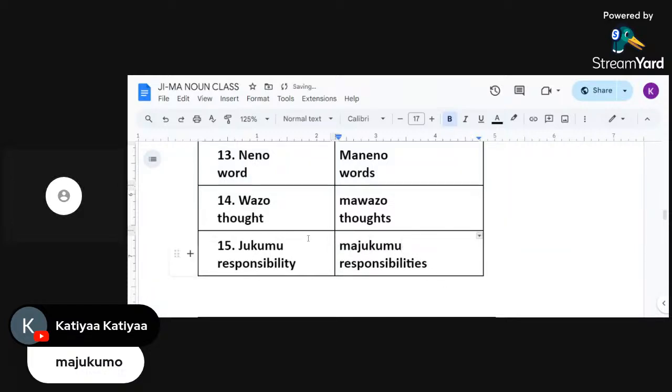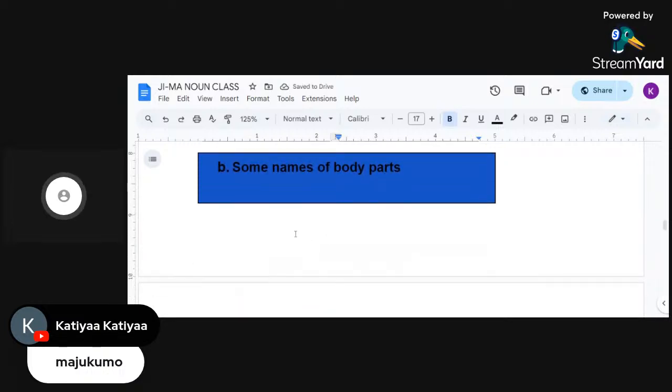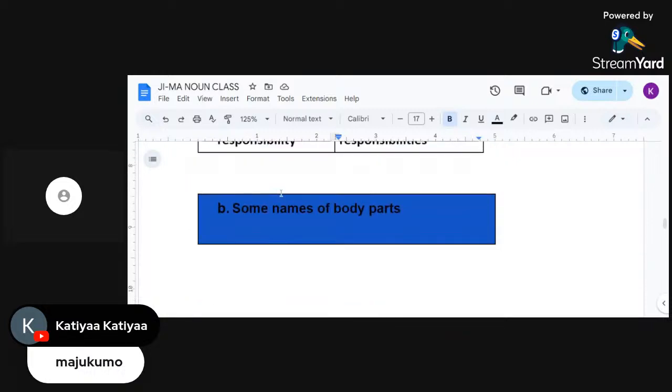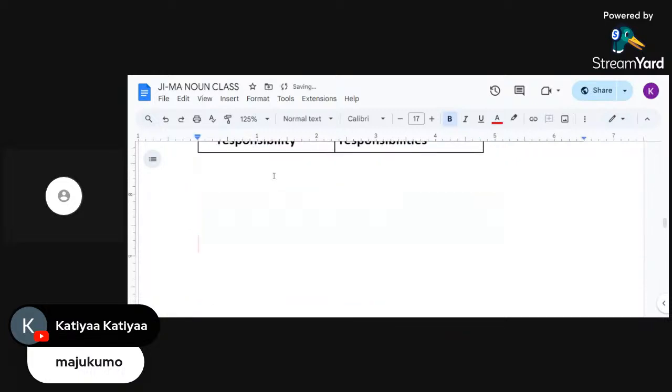Asante, majukumu. Next part here, we go to names of body parts. Some names of body parts. Yes. We have them here. So just go ahead and move this down.